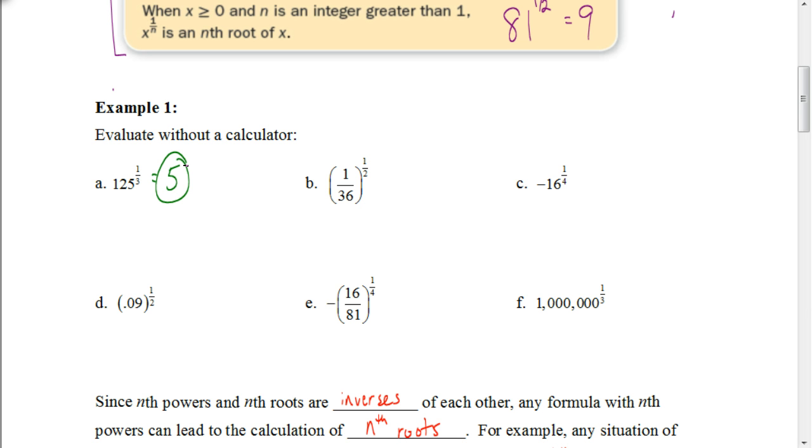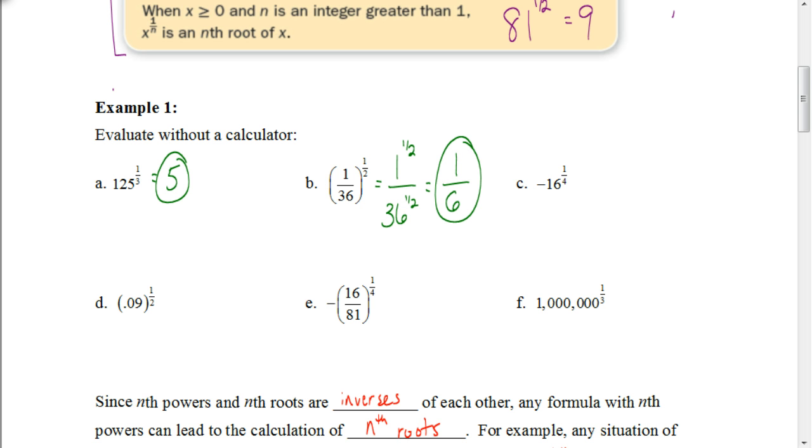You might say, well, I don't know what the square root of 1 over 36 would be. Basically, what we do is we break this up into the numerator and the denominator. We take 1 to the 1/2 power and 36 to the 1/2 power, or the square root of 1 over the square root of 36. The square root of 1 is just 1, and the square root of 36 is 6. Your answer here would be 1 over 6.